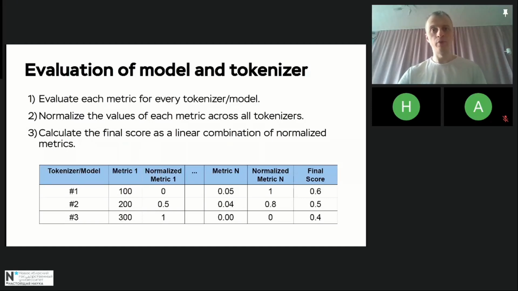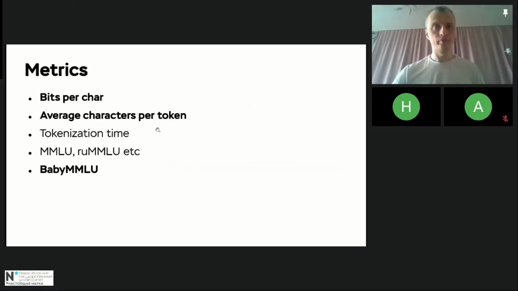And finally, compute the final score as a weighted sum, or linear combination, of the normalized values. The weights for metrics are assigned based on their relative importance. So in the beginning, you should decide which metric is more important, and then just make the calculations.